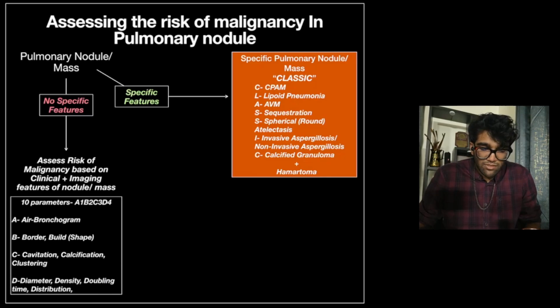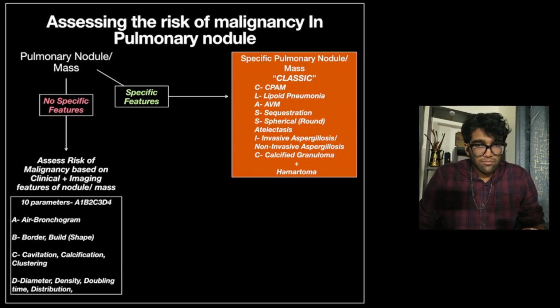Now, clinical features are obviously all of the clinical risk factors you have with a pulmonary malignancy. So exposure to essentially smoking, family history, prior irradiation of the lung. Right now we'll concentrate on the imaging findings. So there are 10 parameters that we use, and I use this mnemonic A1, B2, C3 and D4. So A stands for air bronchogram.